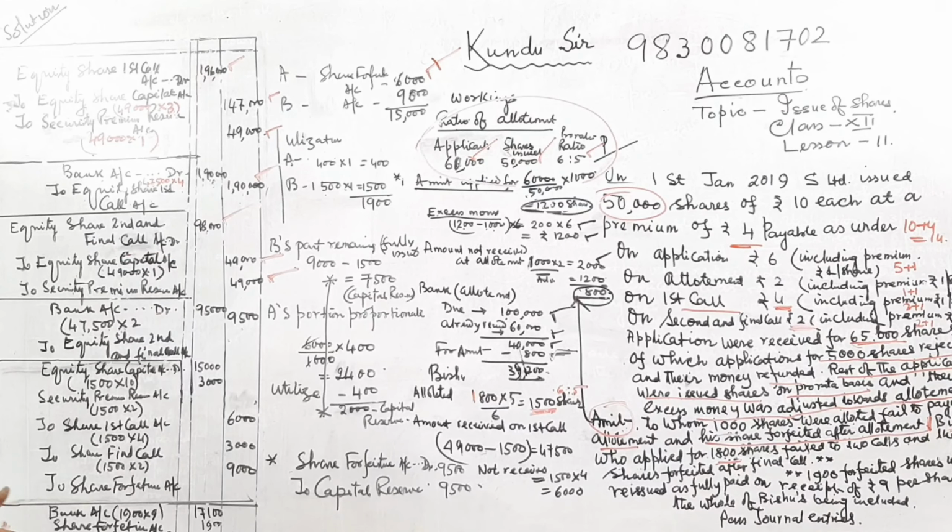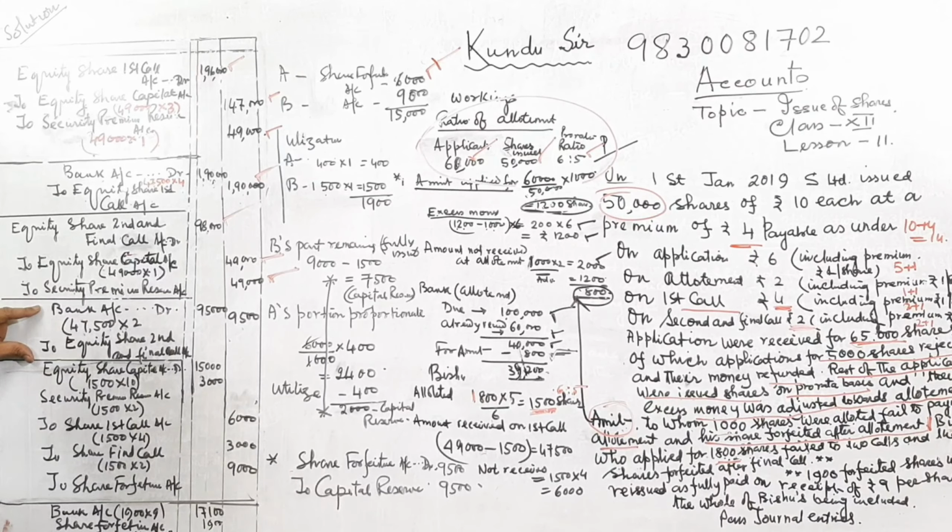So we can do bank account debit, calls in arrear account debit 6,000 to equity share first and final call 98,000. There are two entries, it is the first option, and the alternative entry, I am explaining it, may be needed any time.